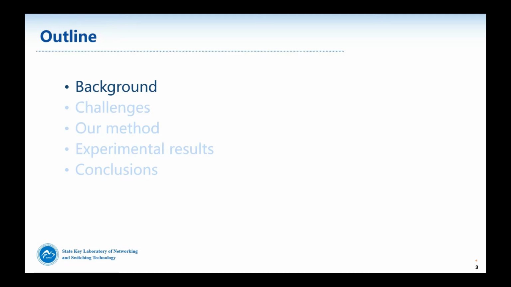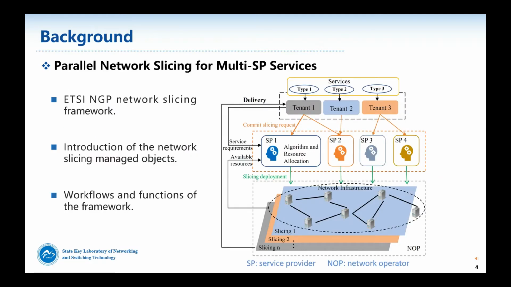Firstly, let's start with the research background. In order to support this research, parallel network slicing for multi-ASP services, we refer to the network slicing framework proposed by the European Telecommunications Standards Institute. This framework introduces the management object of network slicing, the function of each object, and the specific workflow.